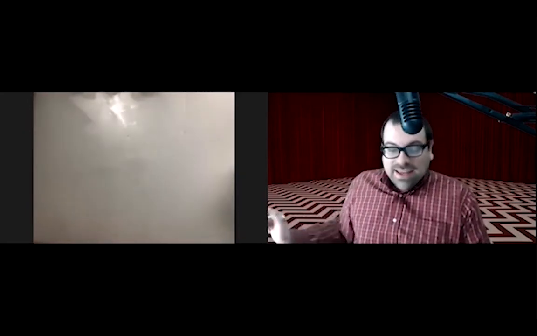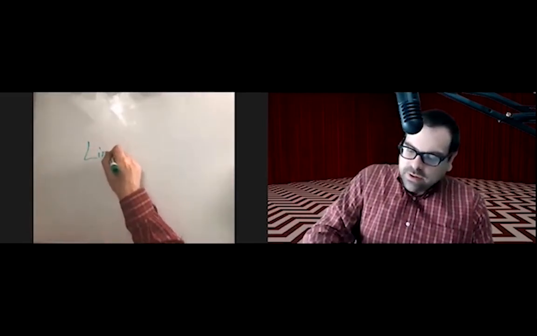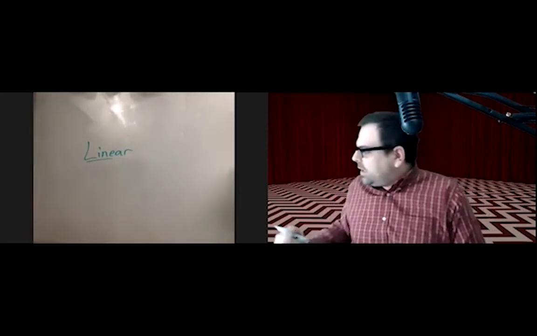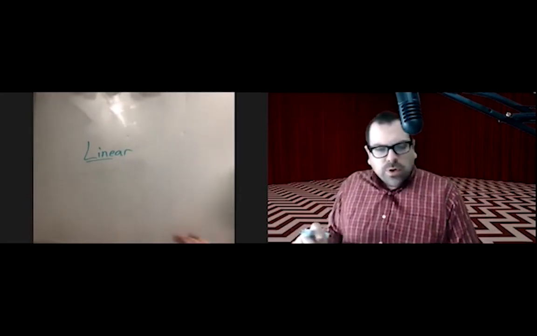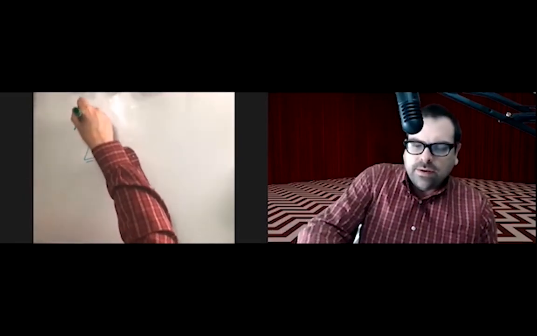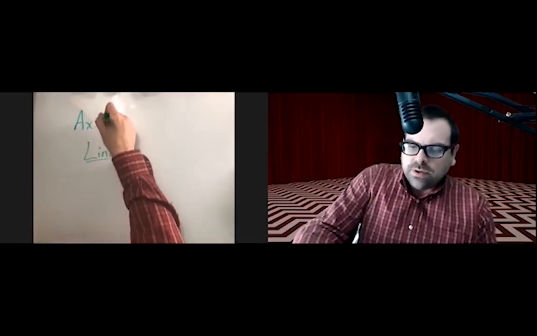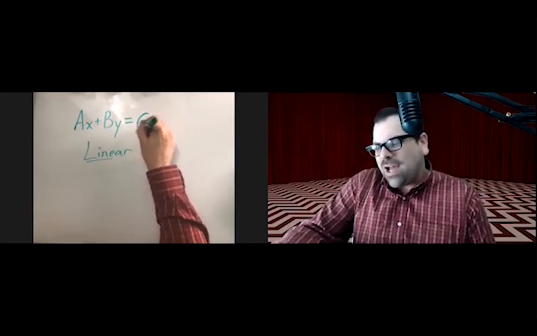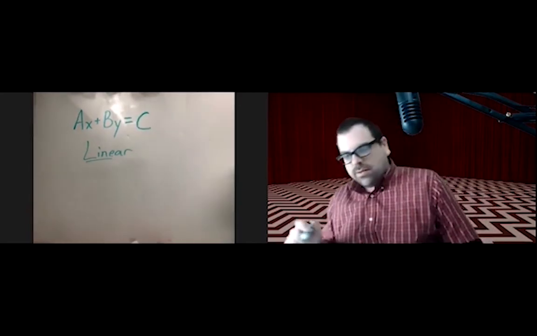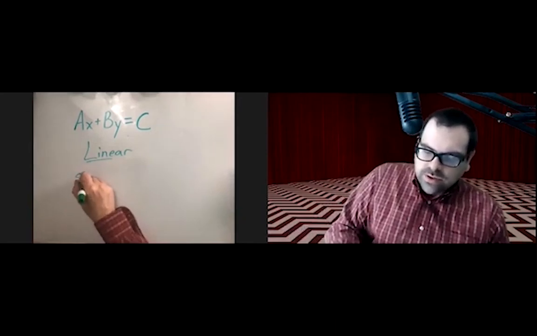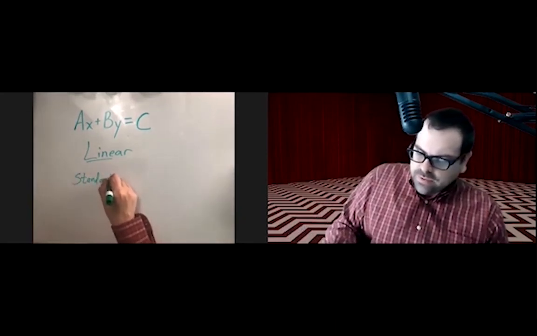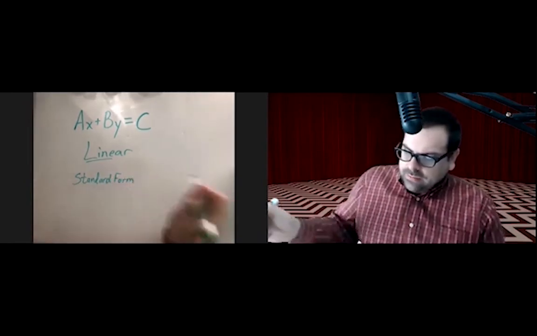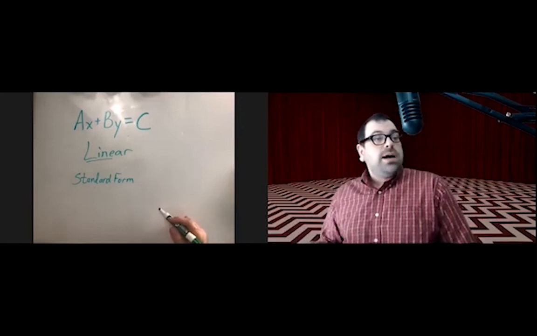Graphing linear equations. Those are equations that graph as a line, remember, right in the word, linear. And we're going to start off by looking at this form of a line: Ax + By = C. This is called the standard form of a line, but you may hear me just call it Ax + By = C form.